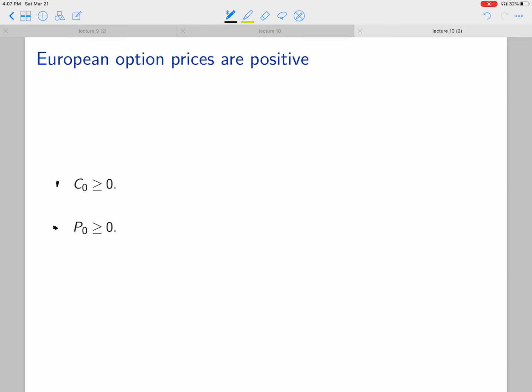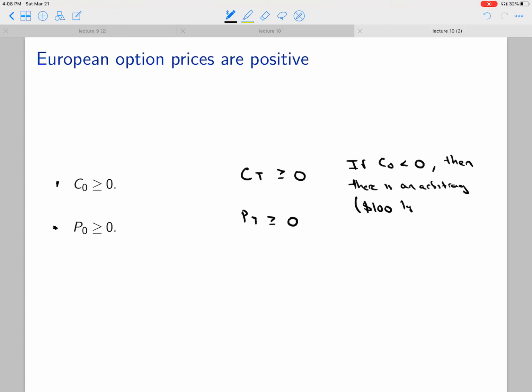Why is this the case? Because there would be an arbitrage if it did not hold. If these prices were less than zero, there would be an arbitrage. And the reason why is because remember that both calls and puts have non-negative payoffs. So if the call price is less than zero, then there is an arbitrage because what you have is $100 lying on the ground.